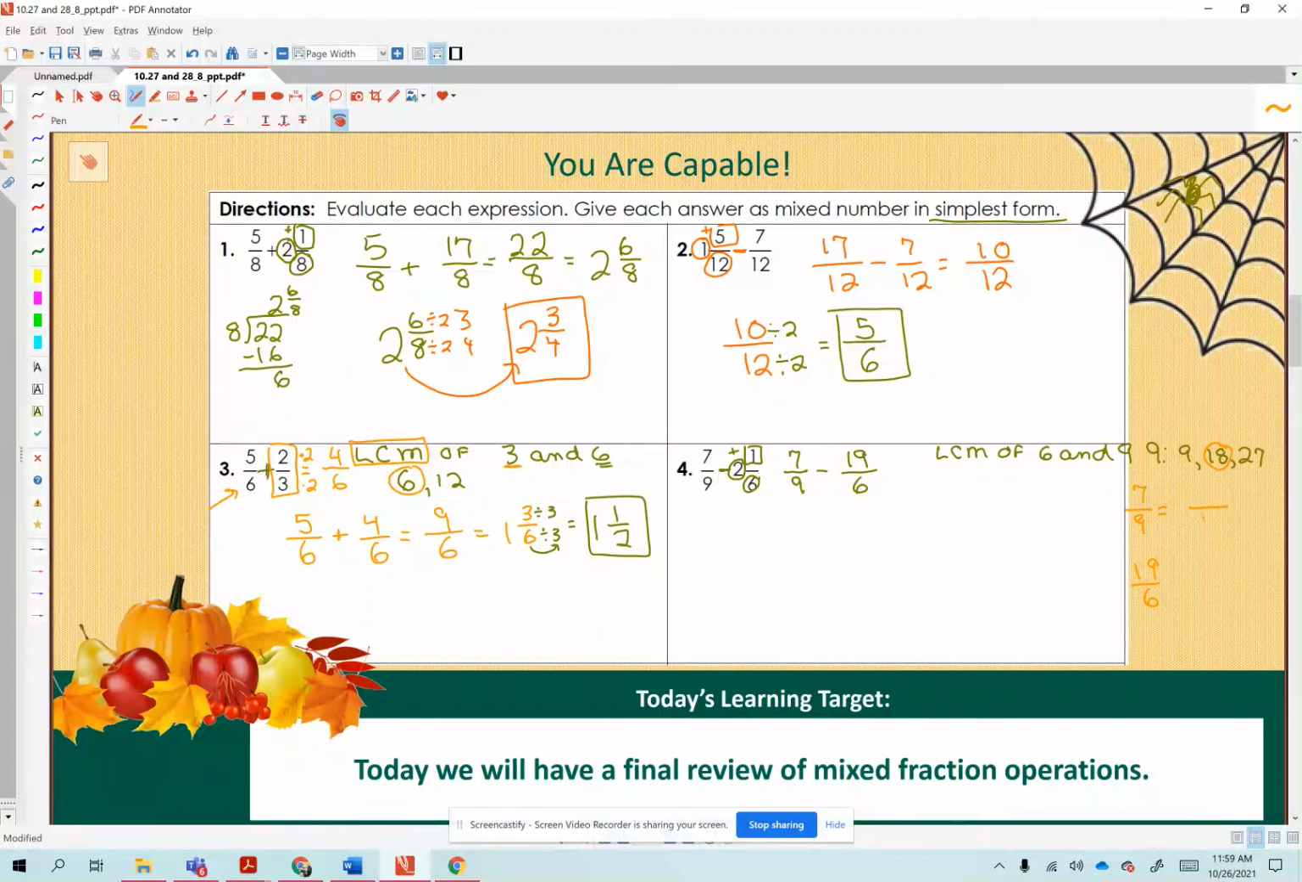So we want a denominator of 18. So 9 times 2 is 18. 7 times 2 is 14. Whatever we multiply the denominator by, we also multiply the numerator by. If I look at the 6 and the 18, I know that 6 times 3 equals 18. So I will multiply 19 times 3. Oh, I think I just made a mistake.